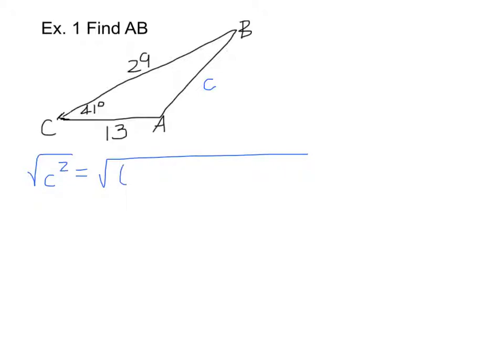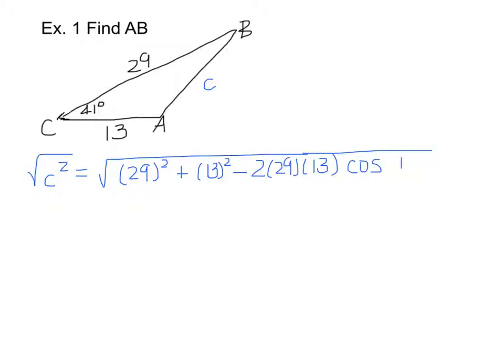You're going to do a squared plus b squared minus 2ab times the cosine of c, which is 41 degrees. Now, typing that all in your calculator is going to automatically give you a set of parentheses for your square root. Make sure you close those off.